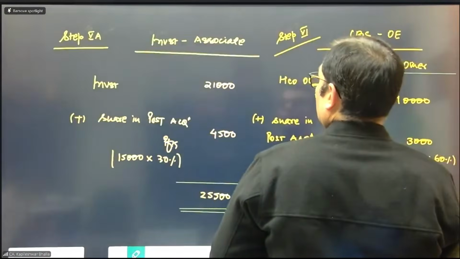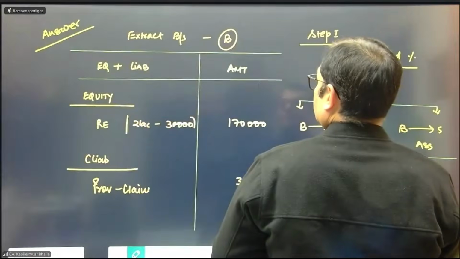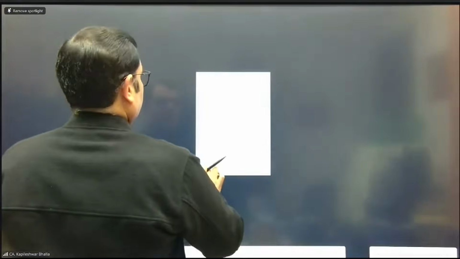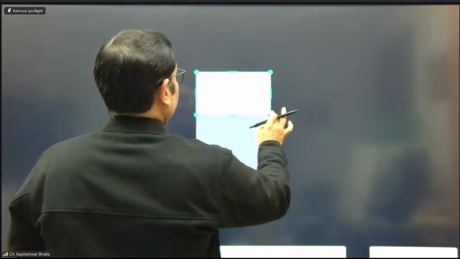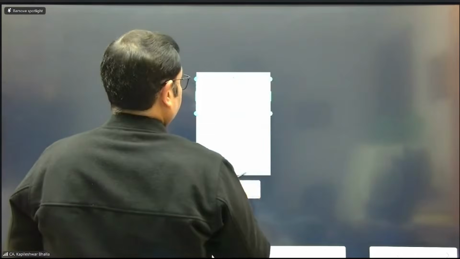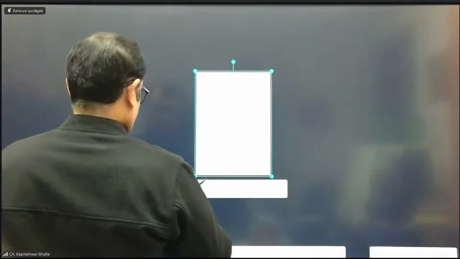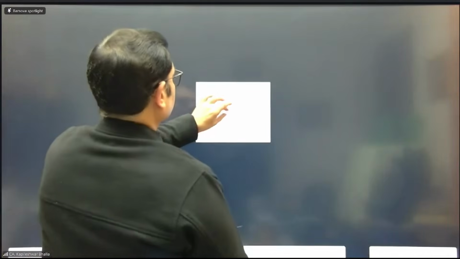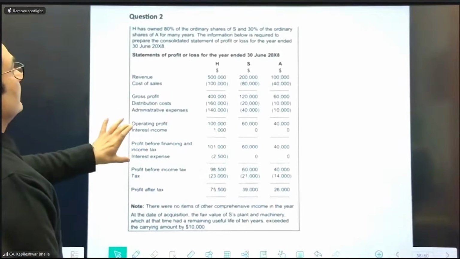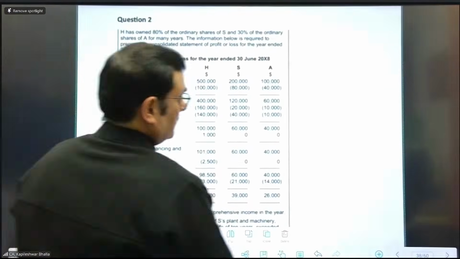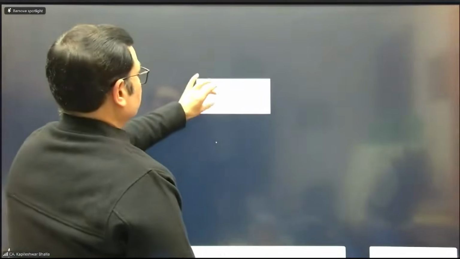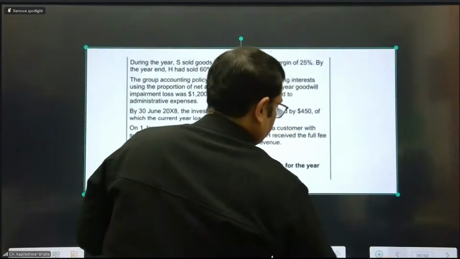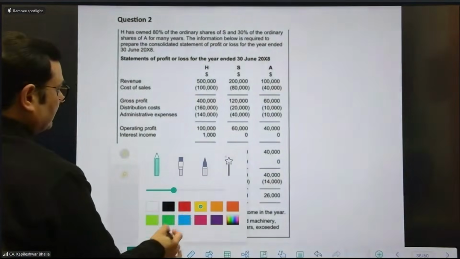So I'll share another question to you. So this also contains an associate as well as a subsidiary. So let me just zoom this first to you. So we've got three companies, the parent, the associate, and the subsidiary. So let's first read the inputs that are given.